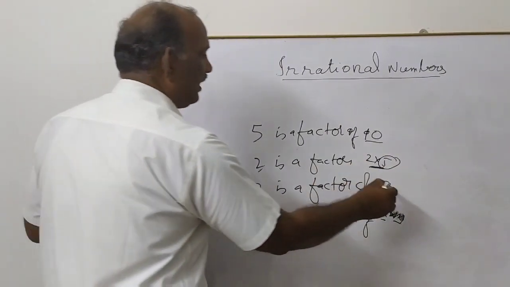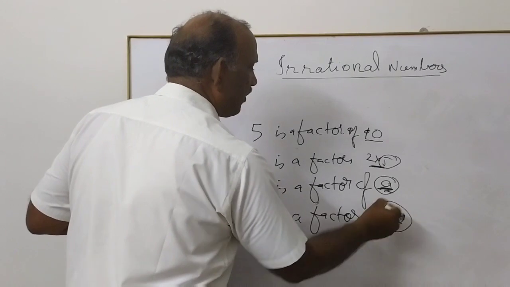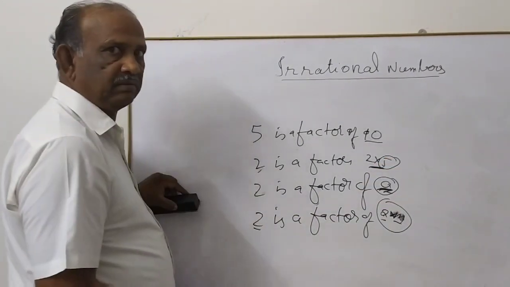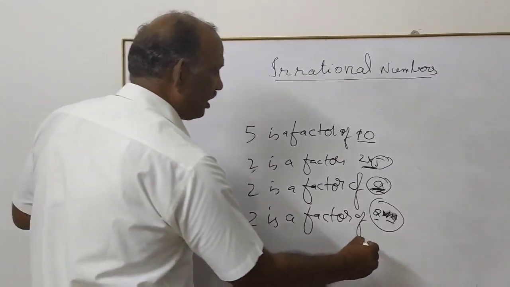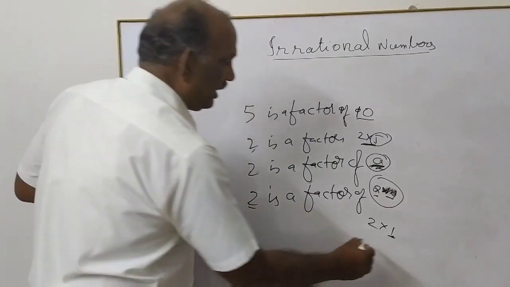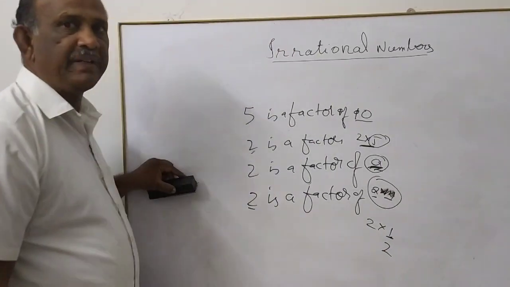2 is a factor of A. A can be written in this form, 2 into M. That means 2 into some integer. So M can be 1, M can be 2, M can be 3, like that.